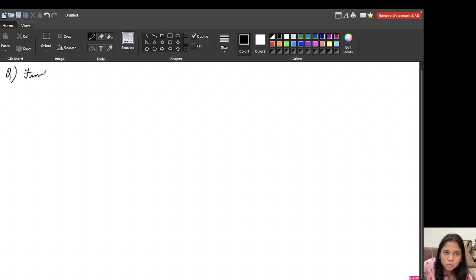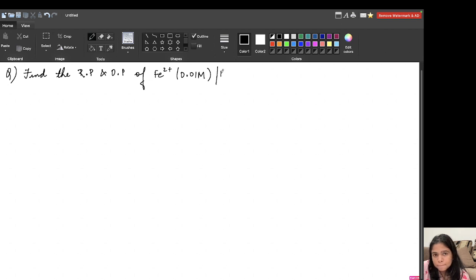The question is telling you to find the reduction potential and oxidation potential of Fe2+ 0.01 M and Fe, which is solid, at 25 degrees Celsius, which means 298 Kelvin. What they have given is E naught of Fe2+ and Fe. Reduction is happening here, so this is the reduction potential value, minus 0.45 volt.